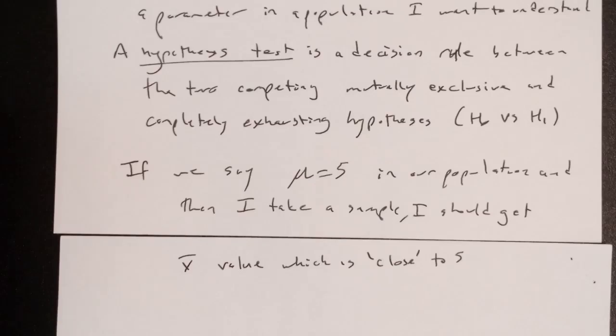But I can now ask the question, how close is close enough? This is sampling, right? This is a random variable. This has a PDF. In an effectively infinite population, this PDF looks like a normal distribution.